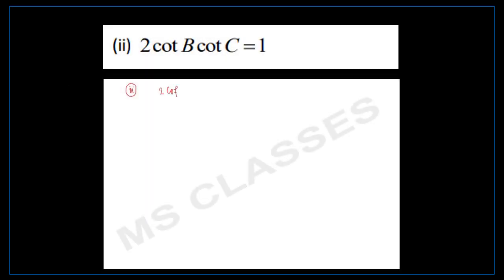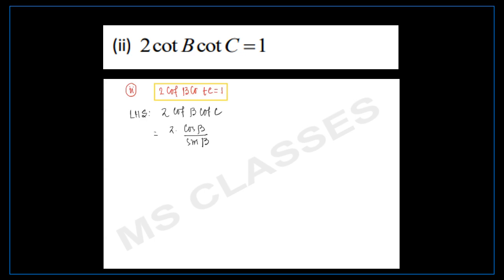Twice cot B cot C equal to 1. So this is what we have to show. So start from the LHS, that is 2 cot B cot C. Now what we can write this one as, 2 cos B by sin B. Now it is better if you start in this way, or you can start from the LHS, no issues with that also.